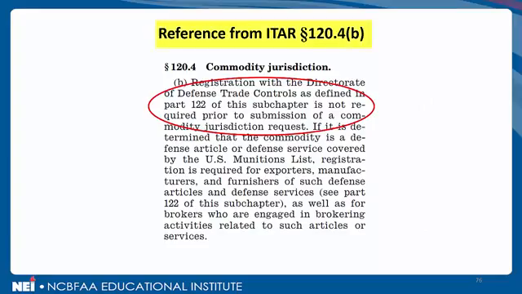So this is a reference from ITAR Part 120.4b. Gives us another look at how the ITAR is structured. Commodity jurisdiction. Registration with the Directorate of Defense Trade Controls as defined in Part 122 of this subchapter is not required prior to submission of a commodity jurisdiction request. So you can go out for a CJ, a commodity jurisdiction request, without being registered with the DDTC. So that real-world scenario should clarify that point pretty well.